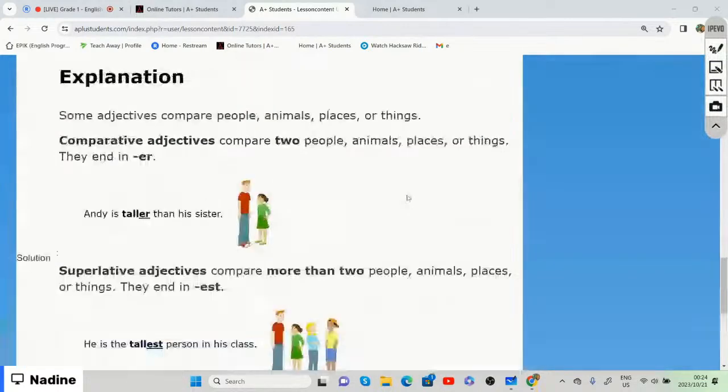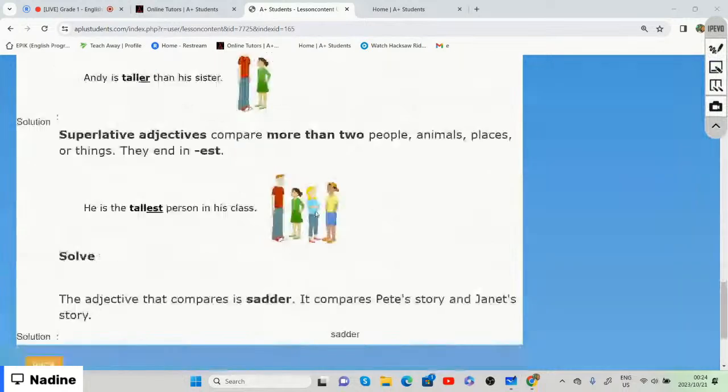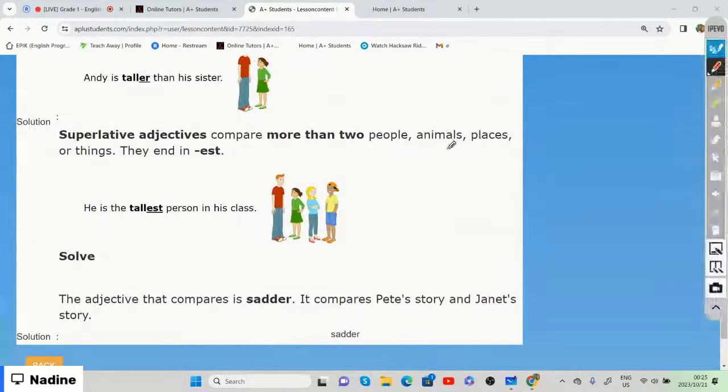All right. If we look at this picture at the bottom, remember we said that we have tall, taller, tallest. So once again, superlative adjectives compare more than two people, animals, places, or things, and they end in est.